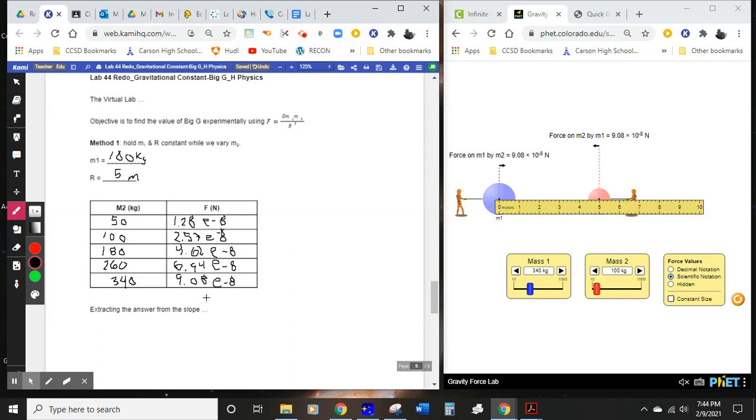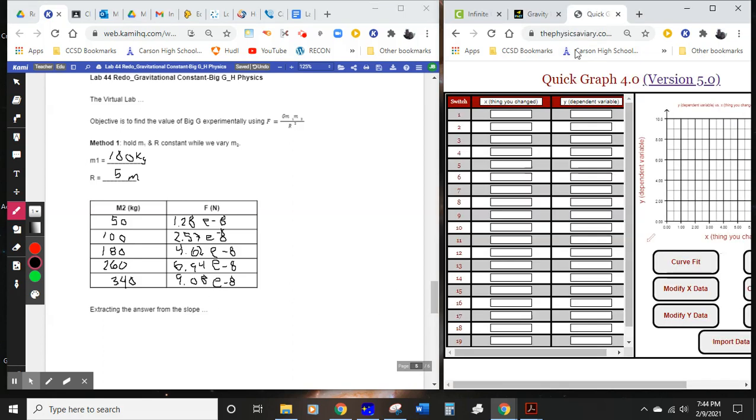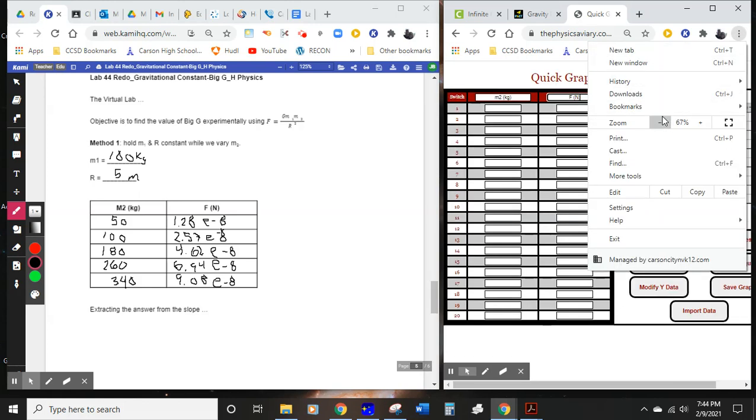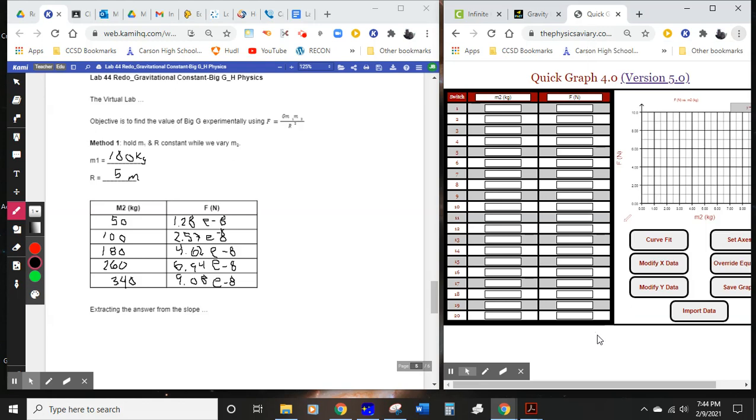All right, so now let's go ahead and go to Quick Tool over here. This is a quick graph tool, and make sure we fill this out up here. Now, what did we actually change? Here we changed M2, which is in kilograms, like so. And the dependent variable is going to be the force, which is in newtons, like so. Let me make this a little bit smaller so we can see what's going on here. All right, there we go.